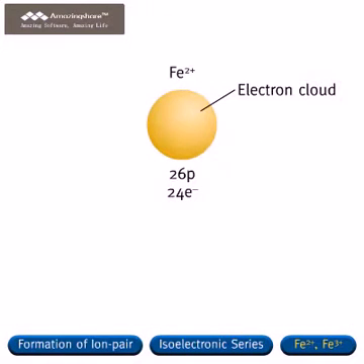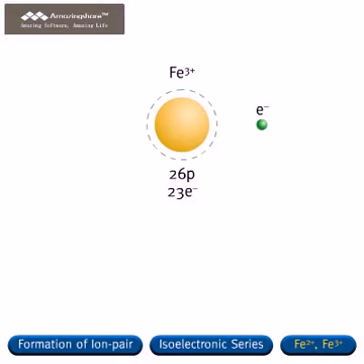Consider the change in size in going from iron 2+ to iron 3+ ions. Both of these ions have the same nuclear charge, 26 protons, but a different number of electrons. When iron 2+ loses an electron to form iron 3+, the size decreases. Iron 3+ has the same number of protons attracting fewer electrons, 23 instead of 24. The electrons are pulled in closer to the nucleus, and its size decreases relative to iron 2+.